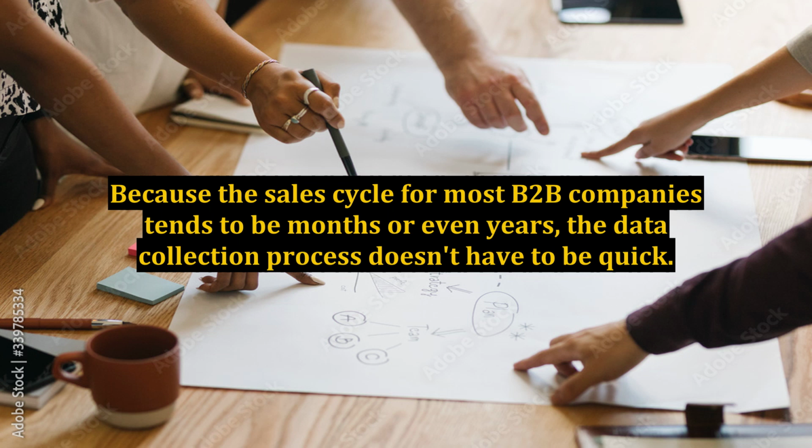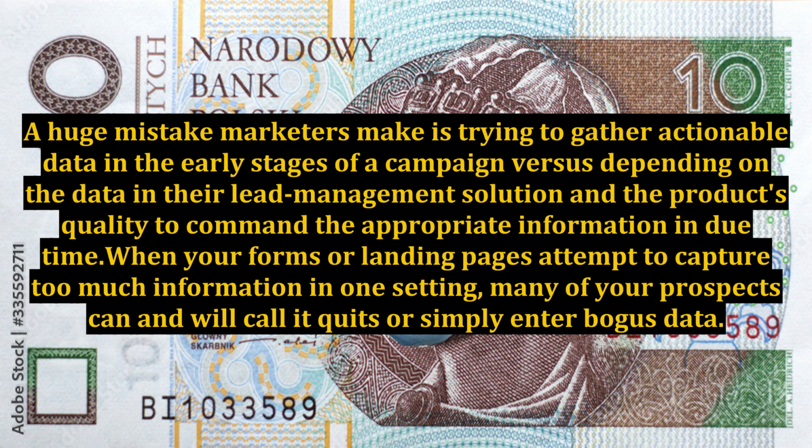Because the sales cycle for most B2B companies tends to be months or even years, the data collection process doesn't have to be quick. A huge mistake marketers make is trying to gather actionable data in the early stages of a campaign versus depending on the data in their lead management solution and the product's quality to command the appropriate information in due time. When your forms or landing pages attempt to capture too much information in one setting, many of your prospects can and will call it quits or simply enter bogus data.